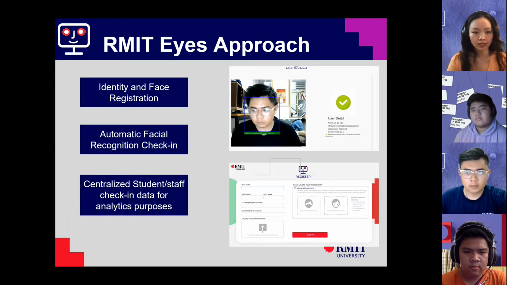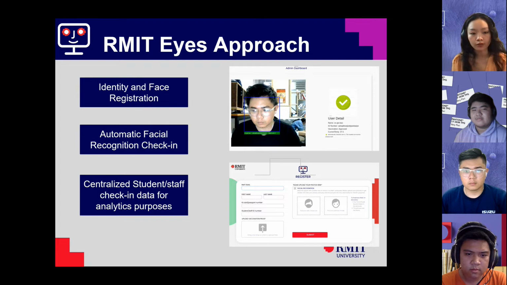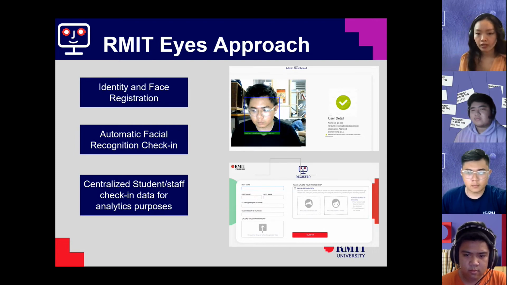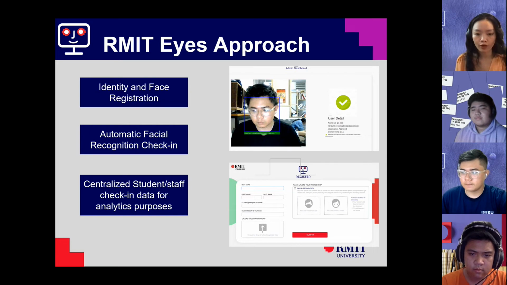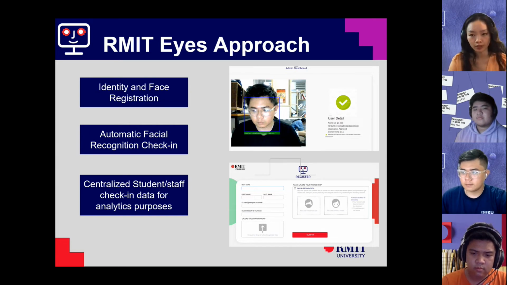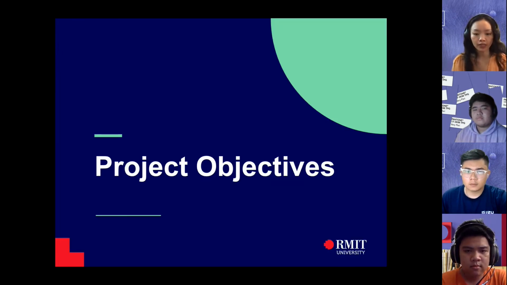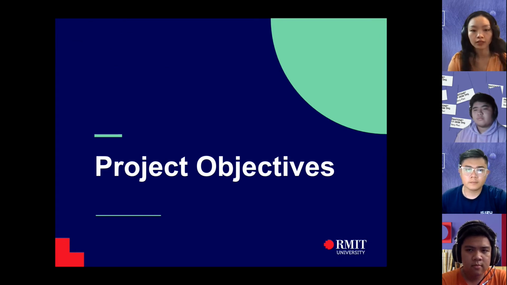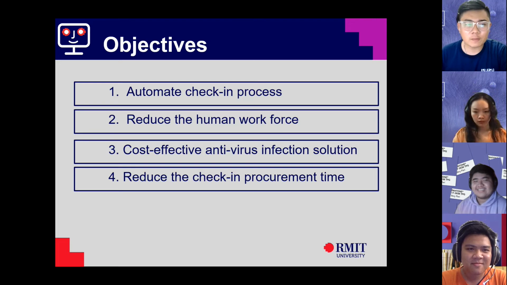RMIT Eyes is a proof of concept approach for facial recognition that uses the human face as a biometric identifier. We use the human face for automatic facial recognition check-in, and the data collected from this project would be used for further development for other purposes. Next, Bảo Võ will talk about the project objectives and the outcome that we have achieved over the last 3 months.